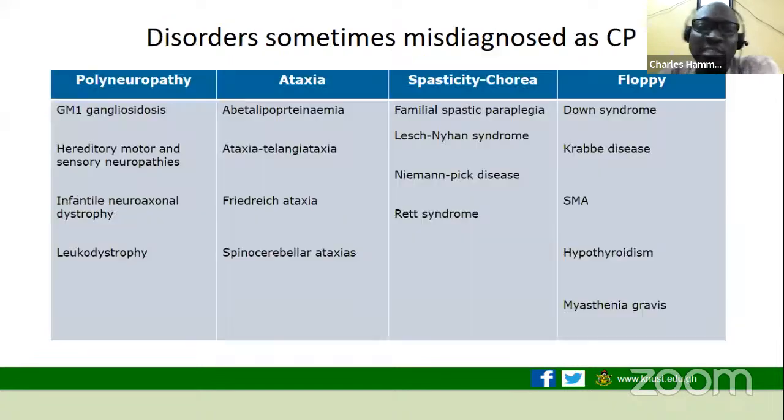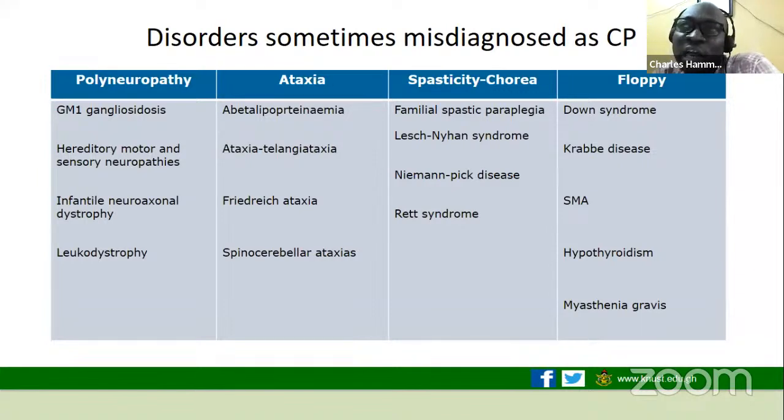So this is a table that I often like to show. If you have polyneuropathy, think of these conditions, including the leukodystrophies or the white matter disease. If you have ataxia, ataxia may be cerebral palsy. Remember the ataxic type of cerebral palsy, but that's very rare. So if you have ataxia, most of the time you want to think of ataxia telangiectasias, Friedreich's ataxia, spinocerebellar ataxia, and other genetic conditions. If you have spasticity with chorea, it may be the mixed type of cerebral palsy, but also think of other conditions like Niemann-Pick's disease or Rett syndrome.